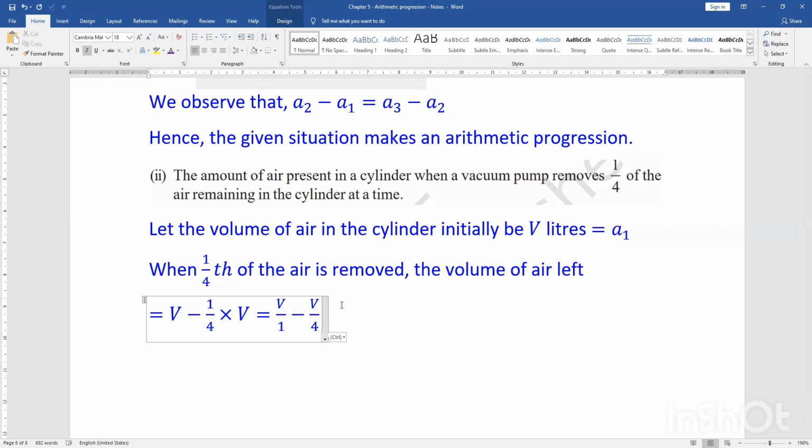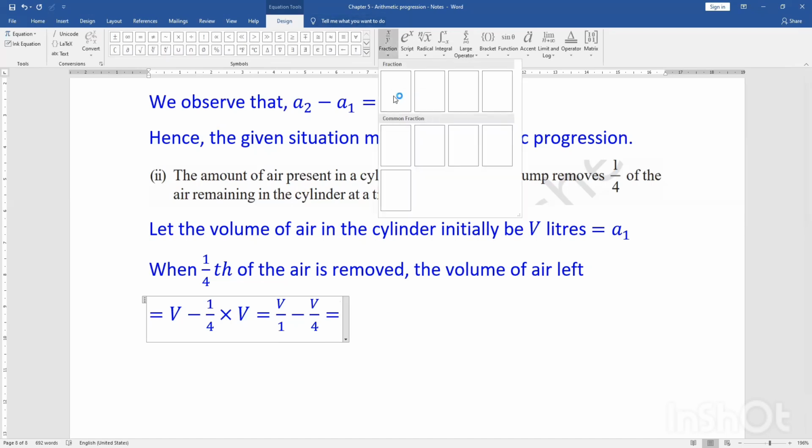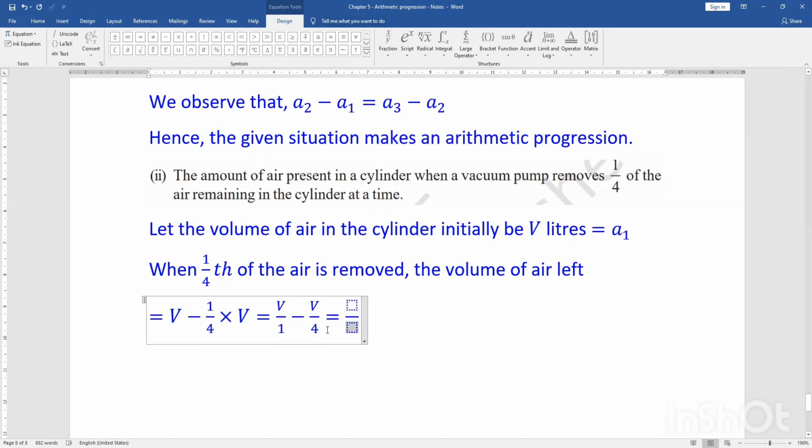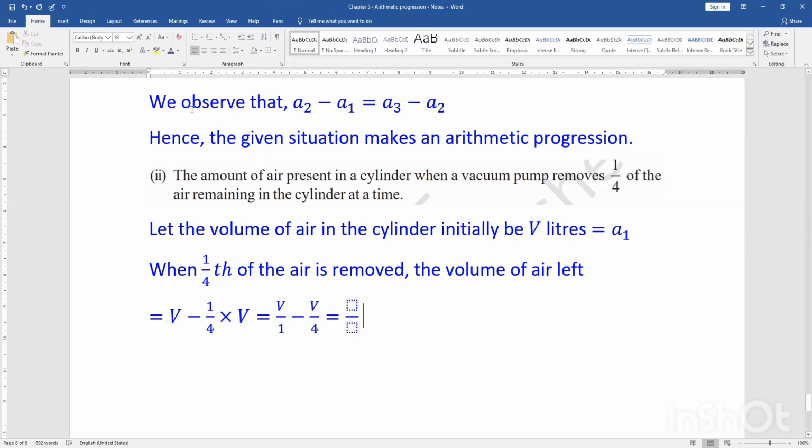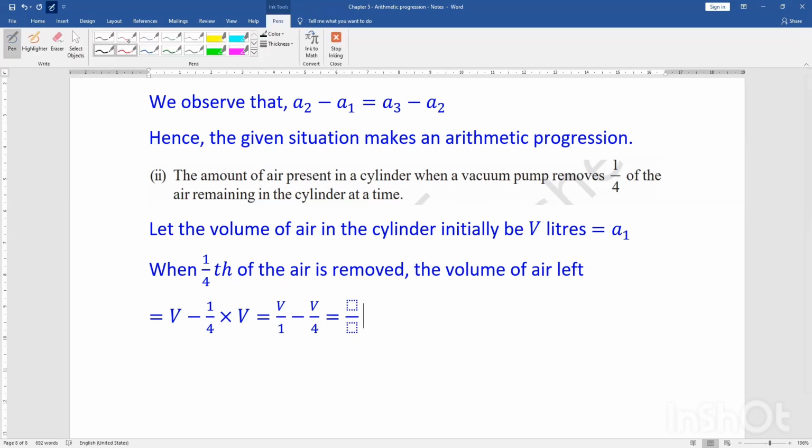You know how to take the LCM, children, right? Or you can do the cross multiplication also. So how to do the cross multiplication method? So let us do that cross multiplication. So now here 1 into 4. So how to do that? Let me show you. See, first you're going to write 1 into 4, then I'm going to write V into 4, and then I'm going to write 1 into V.